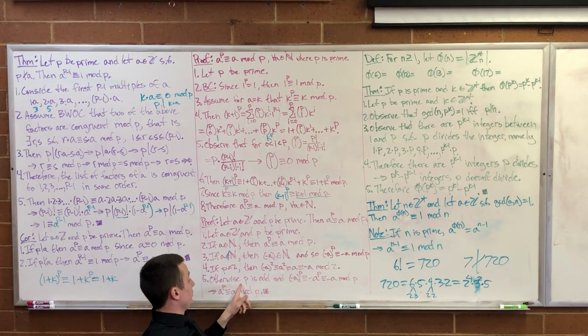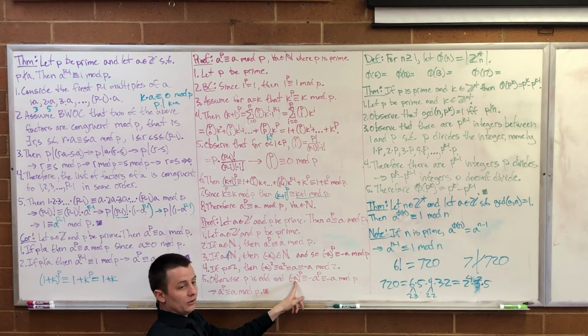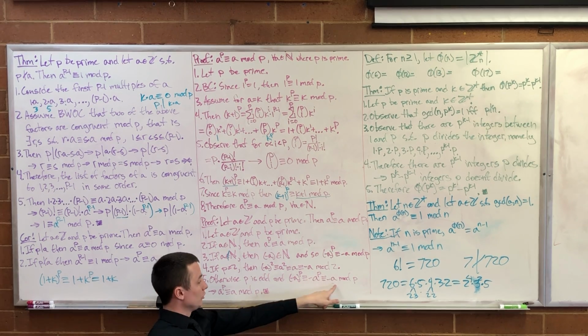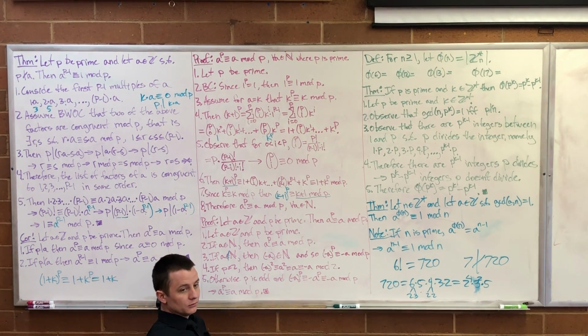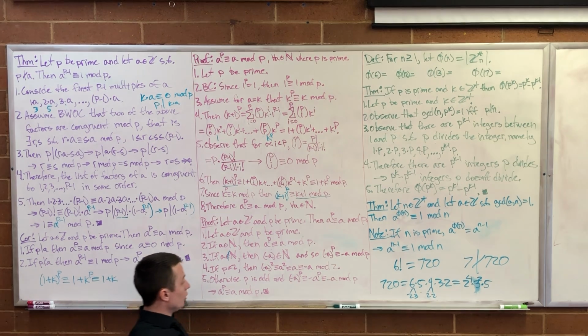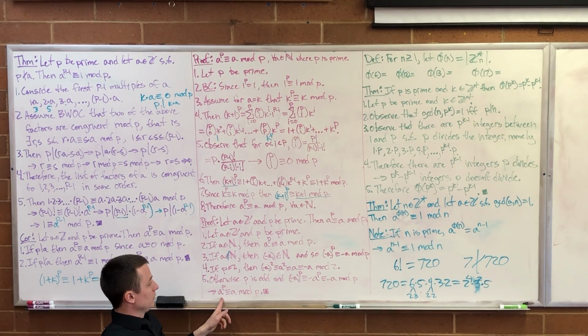Otherwise, if p is odd, then negative a to the p is congruent to negative a to the p, which is congruent to negative a mod p. Which gives us that a to the p is congruent to a mod p, because we multiply both sides by negative, like I said before. So we show that in either case, a to the p is congruent to a mod p, no matter what.